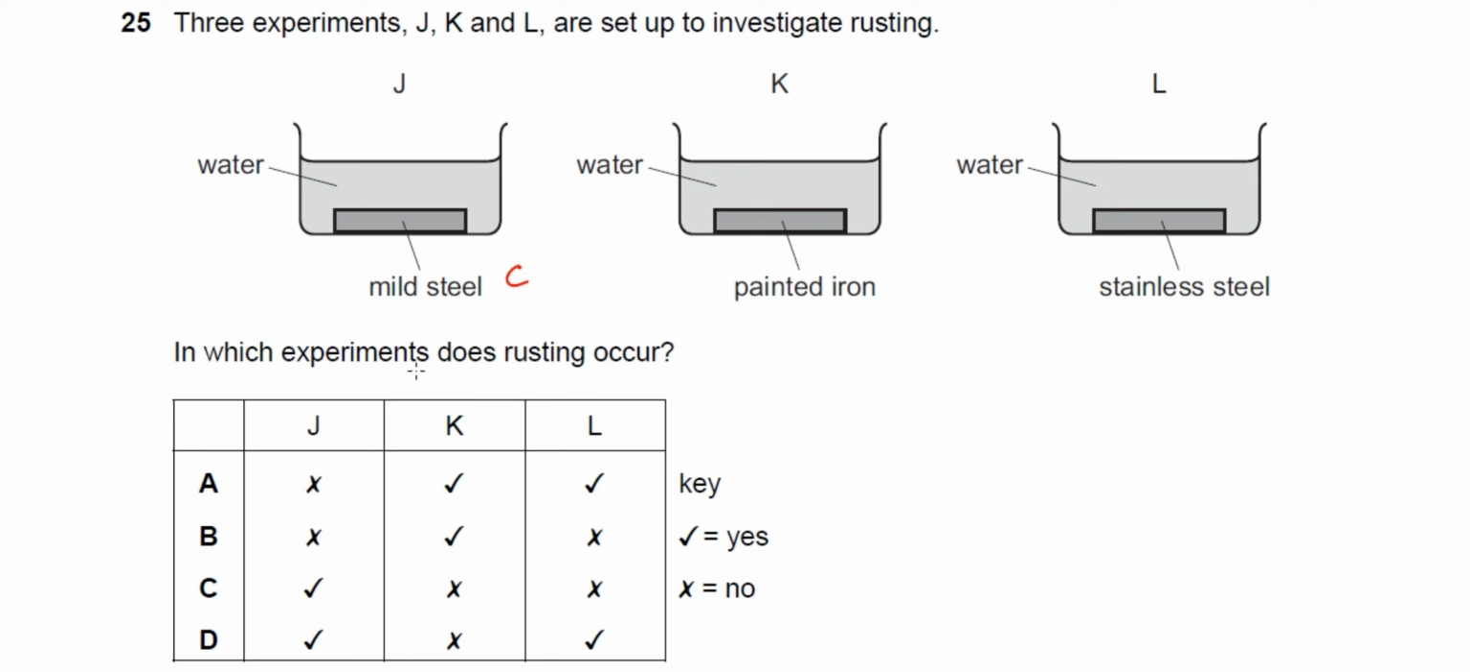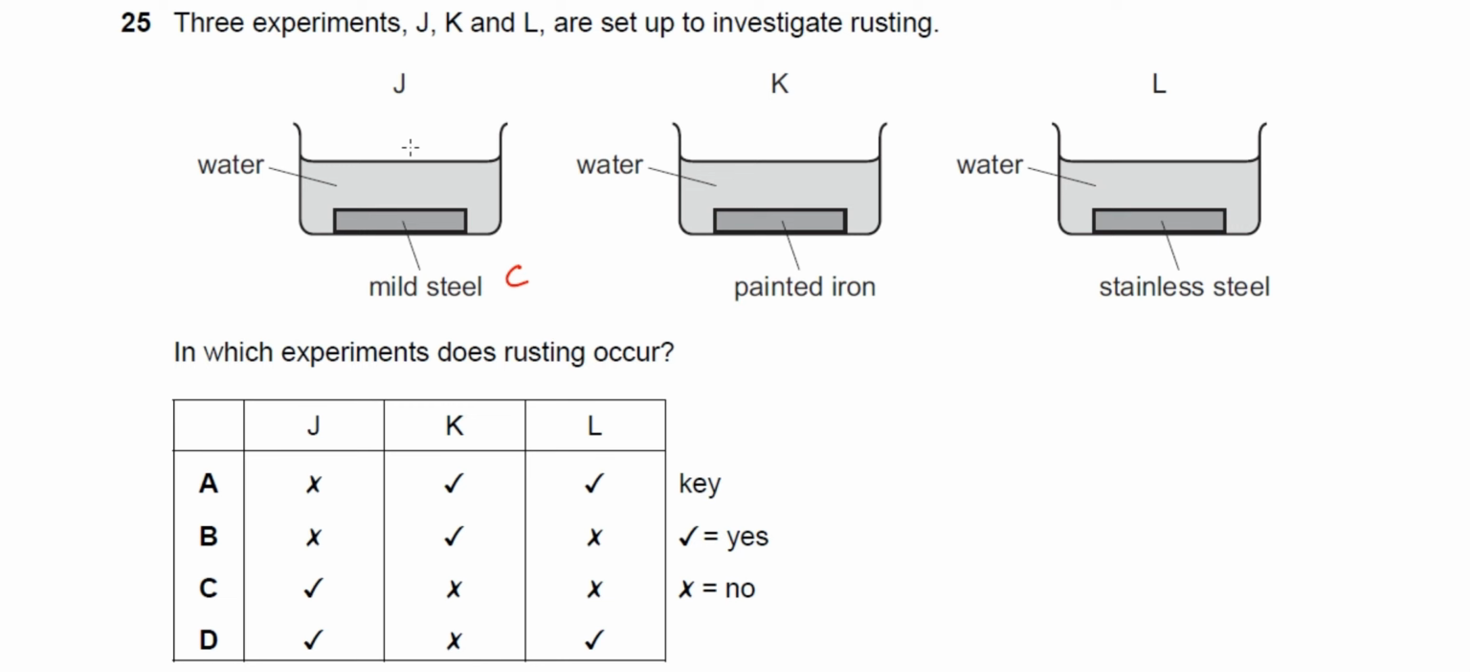Okay, in which experiment does rust occur? So remember that in water there is a dissolved oxygen. So in all of these situations, both conditions are fulfilled. So we can easily say mild steel will be rusted, the painted will be rusted as well, but it will take some time. But here there is no clue about the time, and we say that in which experiments does rusting occur.